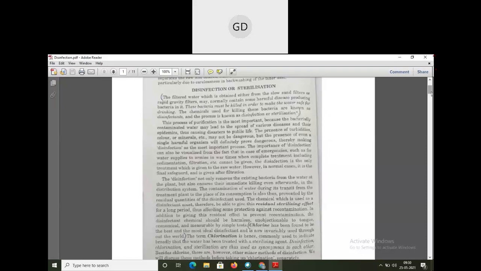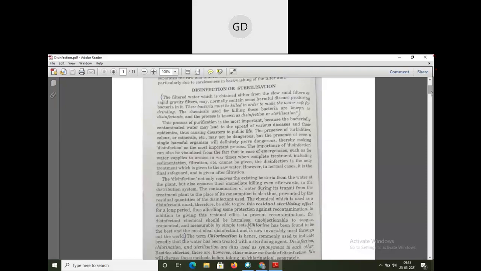Disinfection, or you can say sterilization, is the same process. You use some disinfectants. Using disinfectants, you kill the pathogenic bacteria present in the water to make it potable, or drinkable. This process is known as disinfection or sterilization.